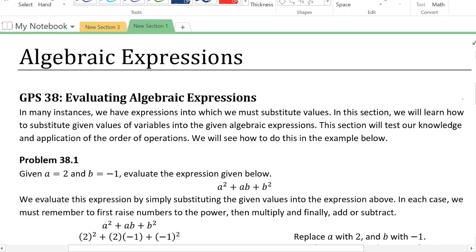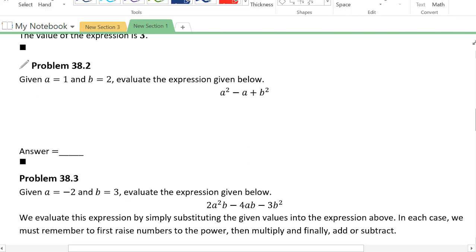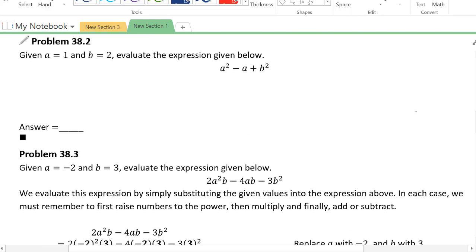But let's take a look at GPS 38 now. We're going to go on to something a little different. It's pretty much substitution, so we'll just go over some problems. Like I said, it's basically just substitution. In this example, we're told that A is equal to 1 and B is equal to 2. All we do is substitute. Wherever you see A, you replace it with 1. Wherever you see B, you replace it with 2.